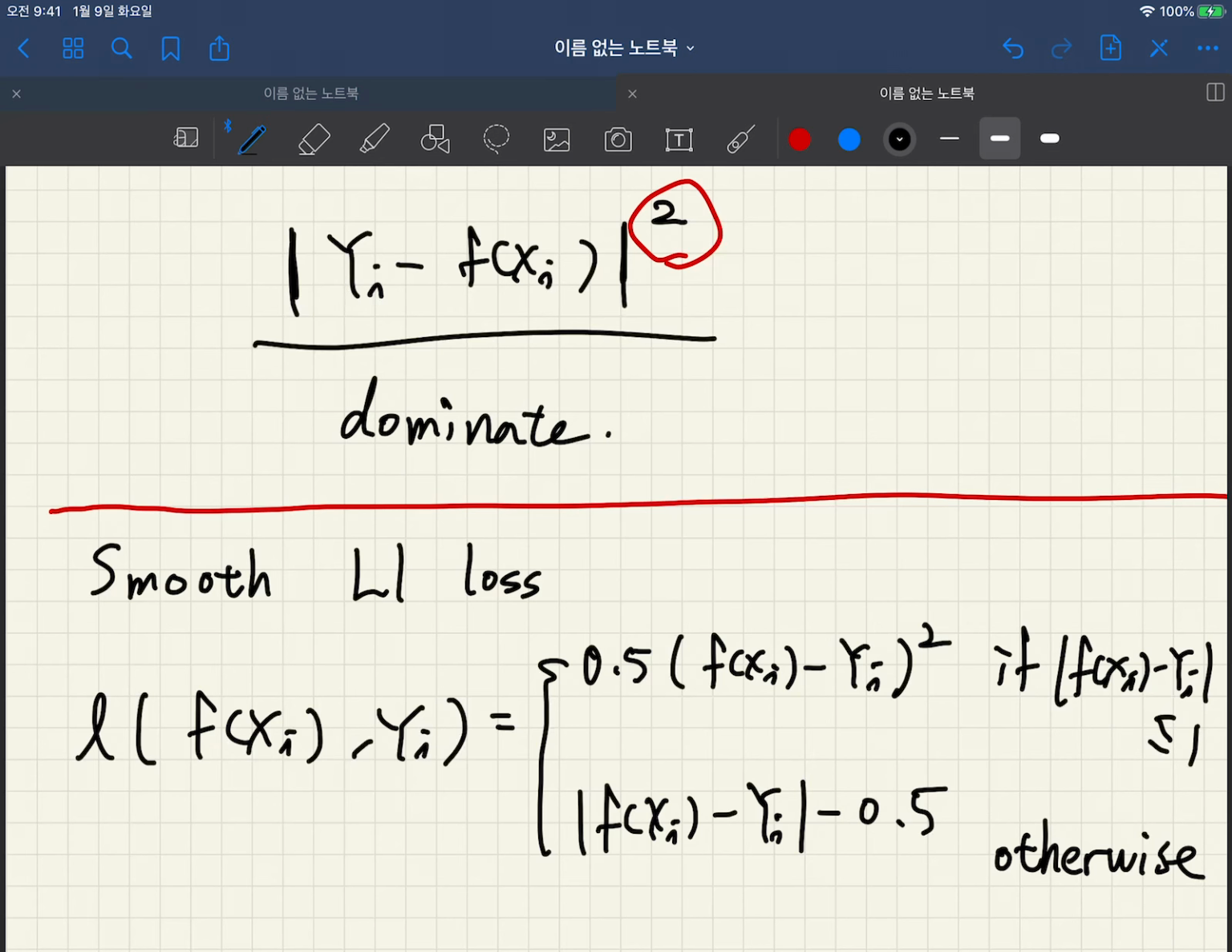Then this loss function is smooth, and also we don't have a square term for points with huge differences, the outliers. So we can escape from the outlier issue and we can escape from the smoothness issue. So we bring all the goodness of the L1 loss function and the L2 loss function, right? So nowadays people love to use the smooth L1 loss function.